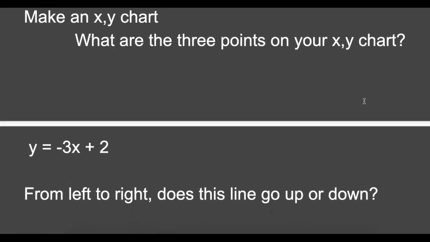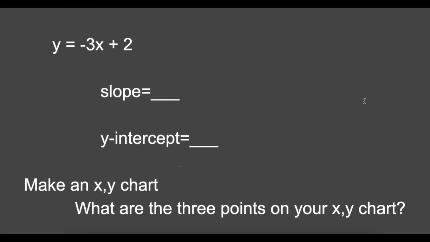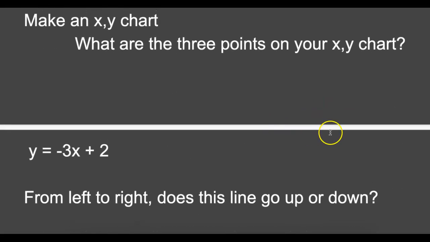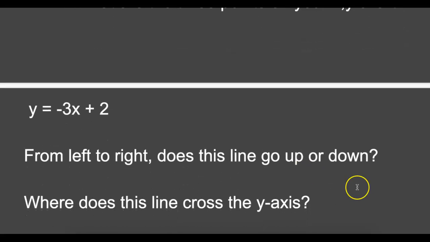All right, then same line, all right? From left to right, does this line go up or go down? Just like you're reading, left to right. Does the line go up or does the line go down? And where does this line cross the y-axis?